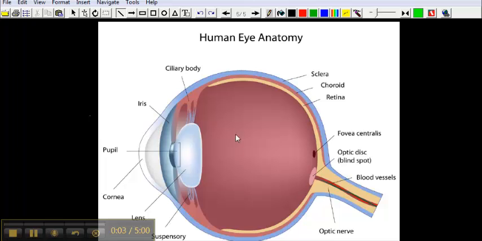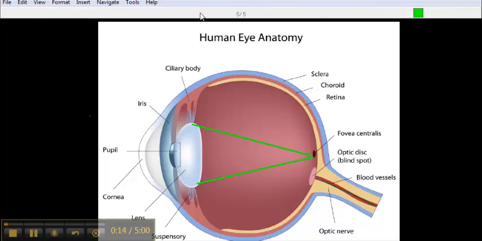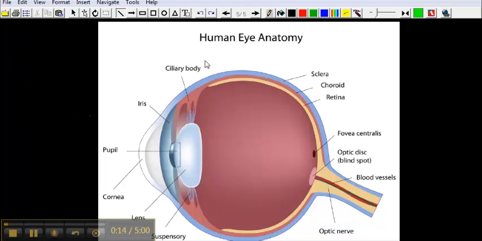Again, this is the eye diagram. We talked about this being the light. This is where you, through that converging lens, want the light to focus. Now what actually happens with this type of situation is if you are farsighted, which is known as hyperopia.